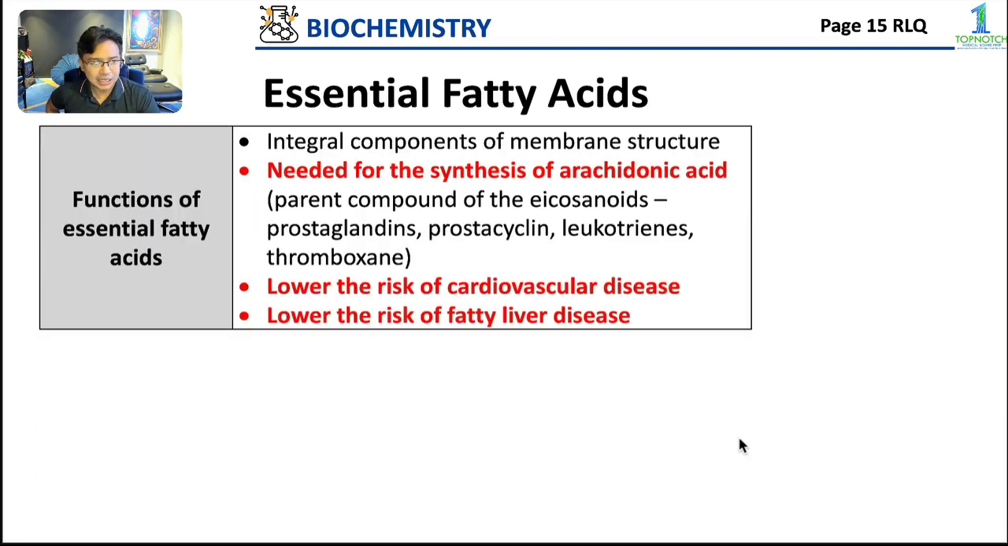Now, bakit sila essential? Kasi they're actually integral components of the membrane structure, pero hindi sila kayang gawin ng ating katawan. And kailangan ng ating mga fatty acids na to for the formation of your arachidonic acid, mainly your linoleic acid.